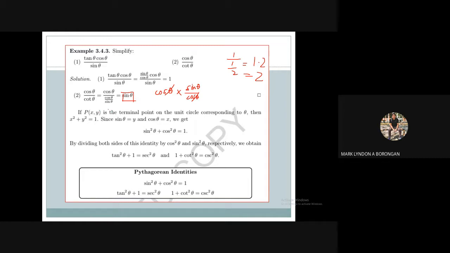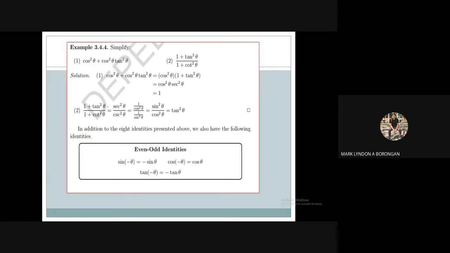Okay. So, let's proceed to another example. Here, our first one is cosine squared of theta plus cosine squared of theta times tangent squared of theta. So, how do we simplify this? As you can see there, there are two cosine squared of theta terms. Two of them, so they are common.